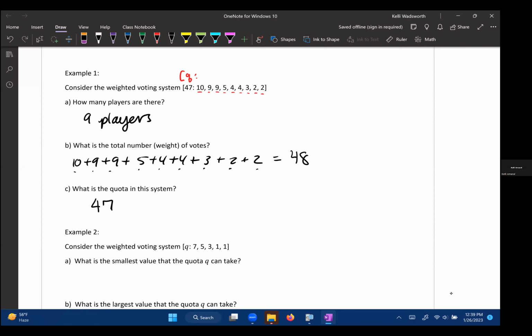Now, if you think about it, maybe everybody has to, because if you add up all of these up until the second to last player, that's 46 yeses. So even if they all said yes, if that last person said no, that would not meet the quota. So even though the quota is one less than the total number of votes, you still have to have a yes from everybody to meet that quota. You can't get to 47 without everybody saying yes. So just a note.